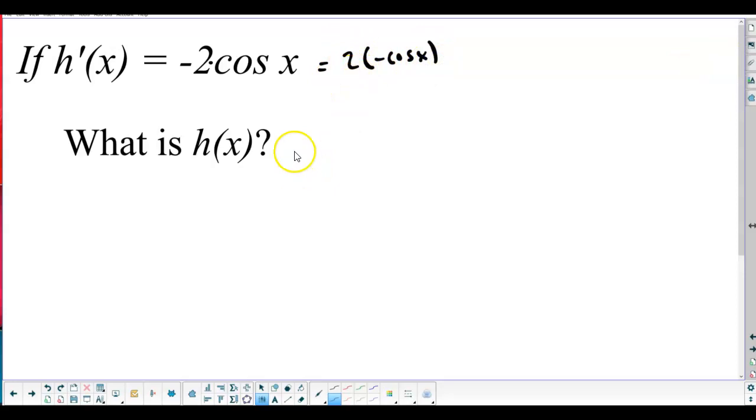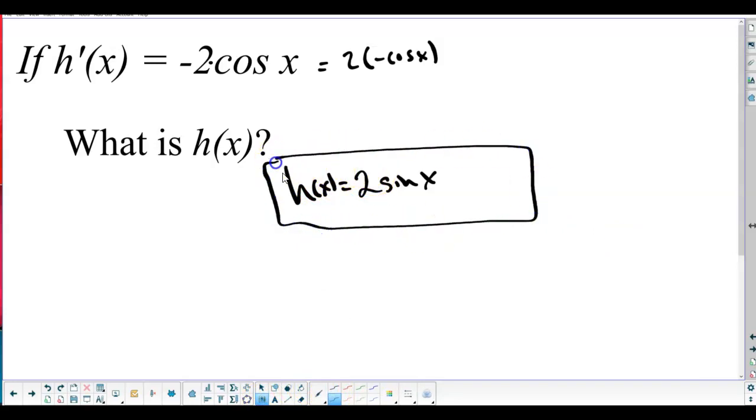2 is just a multiplier. So h could just be 2 times whose derivative gives me negative cosine? Well, that's sine. Oops, I forgot my x. So that's just a little fun thing you can do, work backwards. We're going to be doing that later on, and actually you'll find out later that there's a constant here that when I take the derivative of this answer, the derivative of the constant goes away. So it could be anything there. The plus c could be any number, any constant.